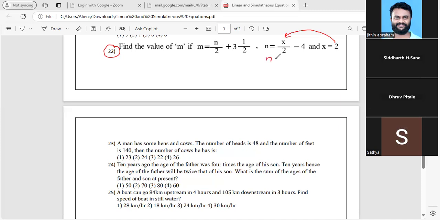So you can solve n is equal to 2 by 2, which is nothing but 1. Cancels, gives you 1. 1 minus 4 is minus 3. Now you have n's value, so we can directly substitute this n's value over here. That will give you minus 3 by 2. Converting this mixed fraction into a normal fraction gives you 7 by 2. Minus 3 plus 7 gives you 4 by 2. That gives you 2. So the value of m is 2.